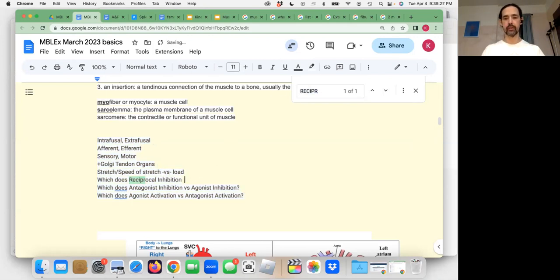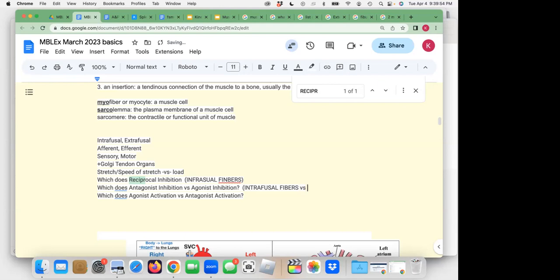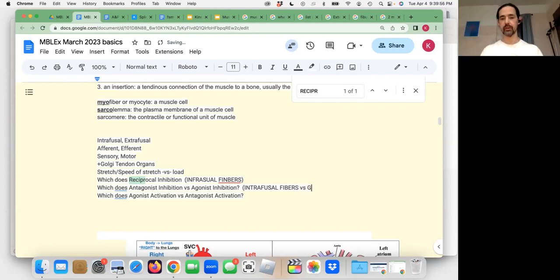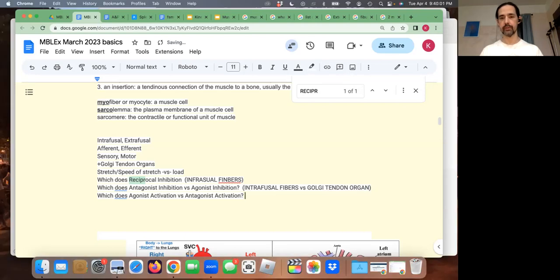Which does reciprocal inhibition? That's intrafusal fibers. And which does antagonist inhibition, agonist? Oh, antagonist inhibition versus agonist inhibition. Antagonist inhibition is the same as reciprocal. So that's intrafusal fibers versus agonist inhibition, which is the Golgi tendon organ. All right, you guys make sure you review this.